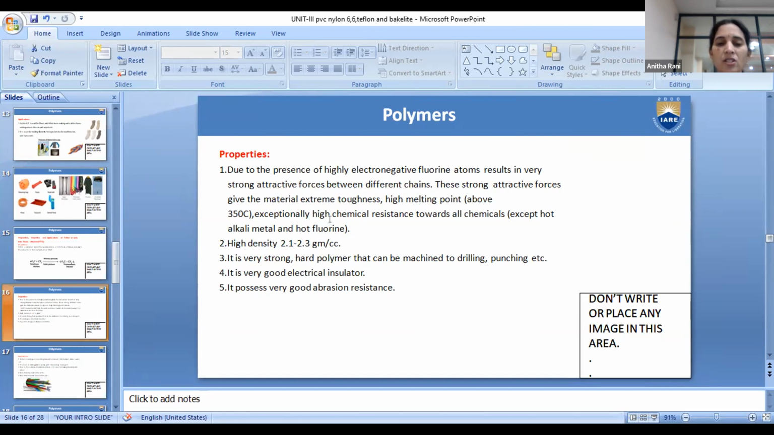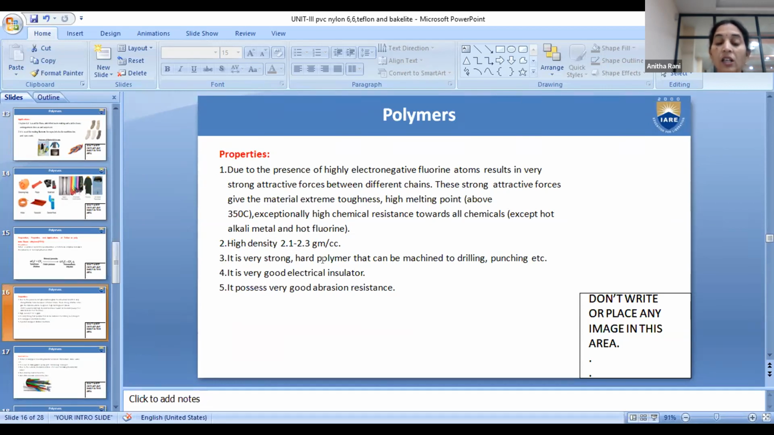So it possesses high chemical resistance towards all chemicals, except when we take hot chlorine and hot alkali metal. Except that, it has high chemical resistance towards all chemicals. And the next property, it has high density, like 2.1 to 2.3 gram per cubic centimeter. So this Teflon has high density. It is a very strong, hard polymer.